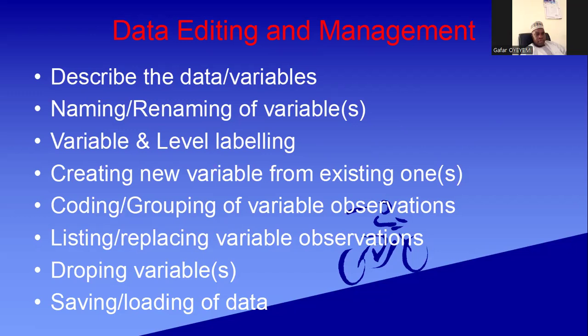And we also look at how we group observations of a variable. If you have a continuous variable and want to categorize that variable into various categories, it's part of data management. And in case we have a variable, we want to list the observations, and from that, probably we see a very outlier value that maybe is too bogus, and we want to replace such value. So we see how to do that as well.